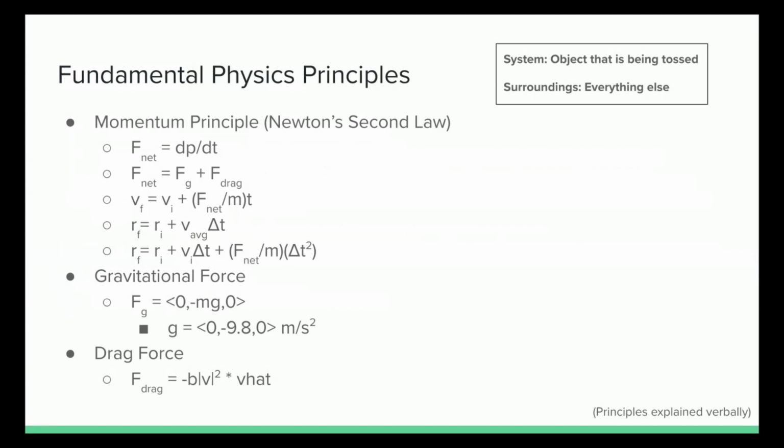The fundamental physics principles were the momentum principle, gravitational force, and drag force. The momentum principle tells us that the net force is only gravity and drag, so these are the only two forces acting on the object during its motion in the air. Using the momentum principle, we can derive the velocity update and position update formulas, and each tells us that the only thing that changes the object's motion is the net force, so you can predict its velocity and position from that. The system is the object being tossed, and the surroundings are everything else.